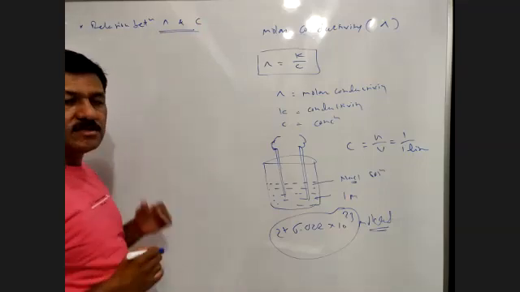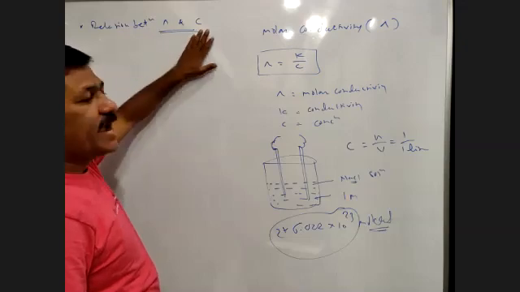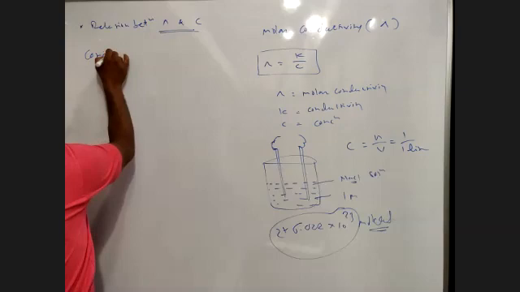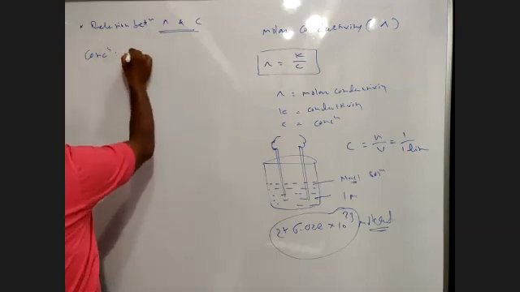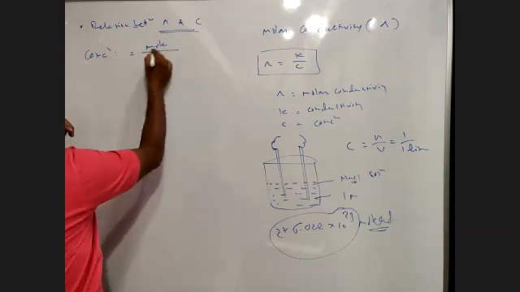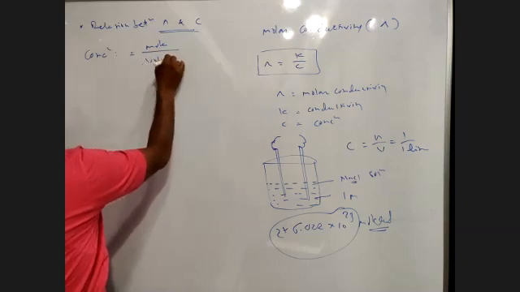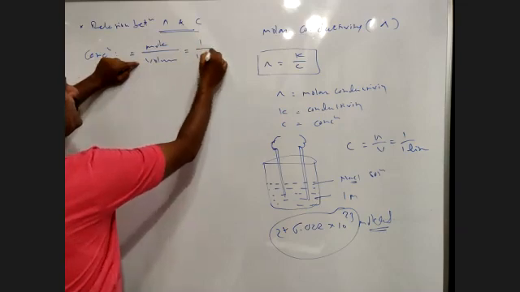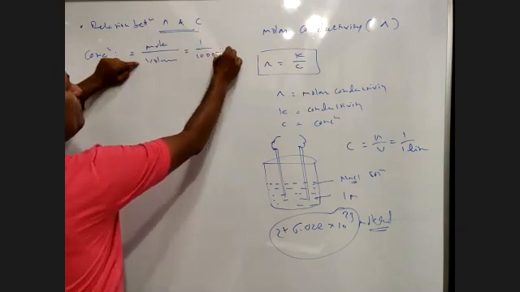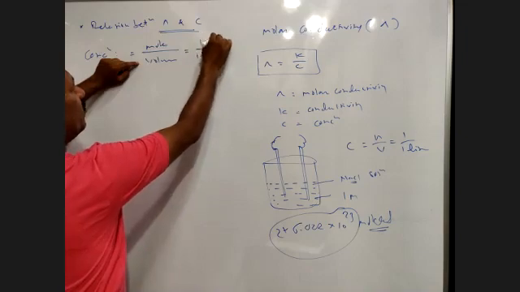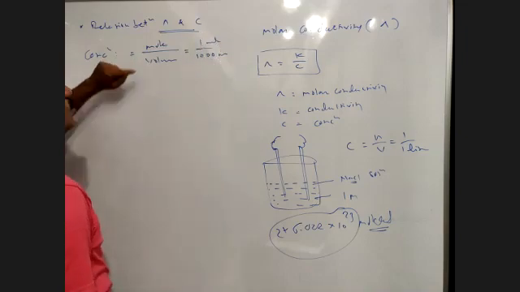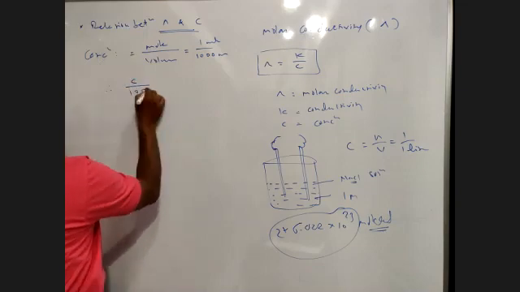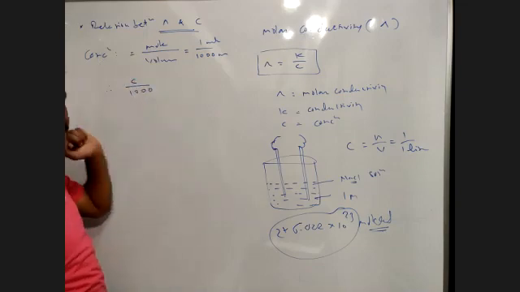So the heading is the relation between molar conductivity and concentration. Now see, what is the concentration term? Concentration is moles per volume. Suppose 1 mole is put in 1000 ml of water. So this is nothing but the concentration. So we can say here C upon 1000 is the concentration. This is what we get.